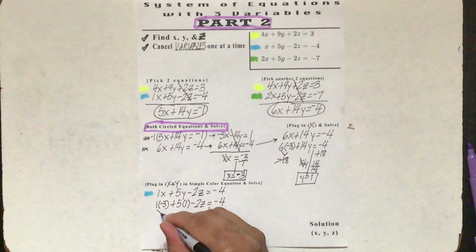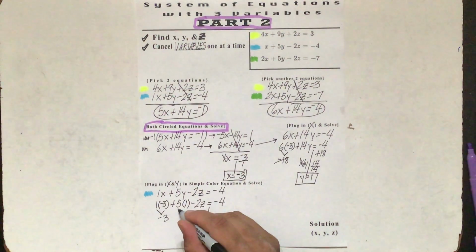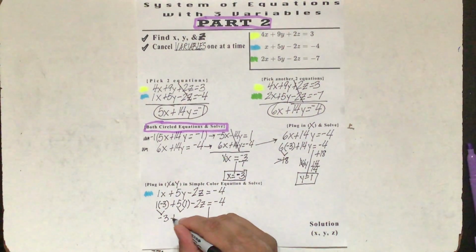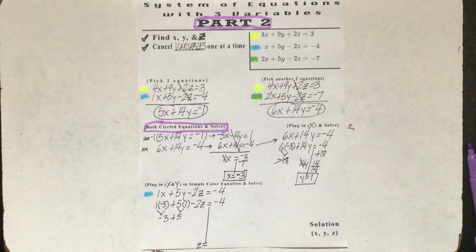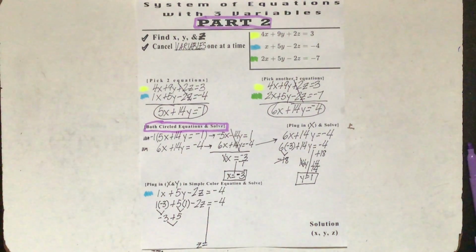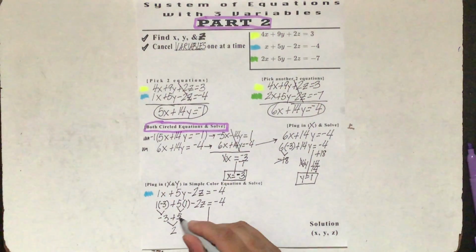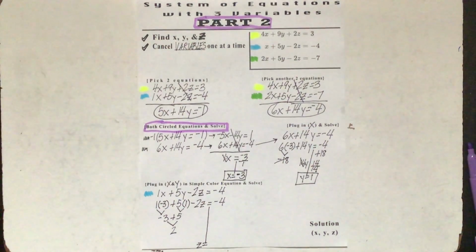So let's multiply here. 1 times negative 3 is negative 3. 5 times 1 is positive 5. Well, let's keep going with these two. Negative 3 and 5 are not the same signs. So 5 minus 3 is 2. And it's a positive 2 because 5 is bigger.